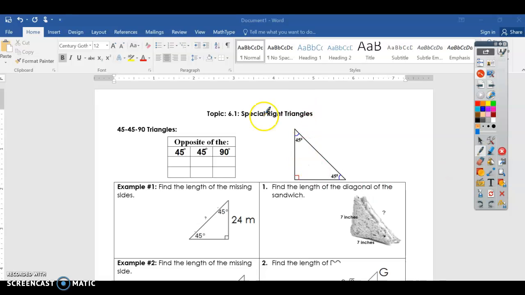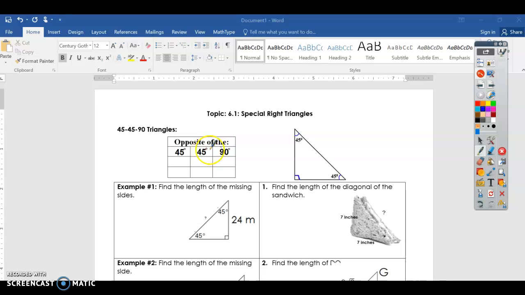The first type of special right triangles is 45, 45, 90. And that refers to the angles of the right triangle. So one angle is 45, another is 45, and then remember that this little box in the corner means 90 degrees. So with this shortcut, you can easily find the side lengths of each triangle.